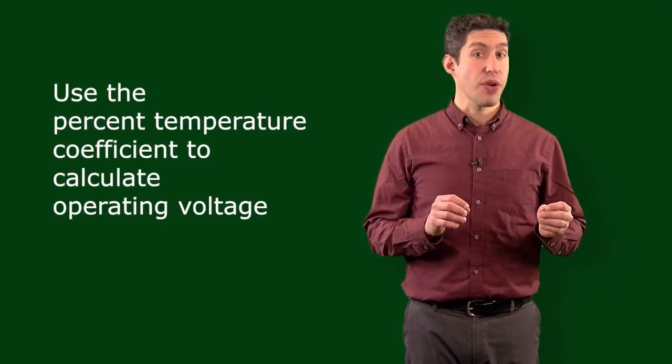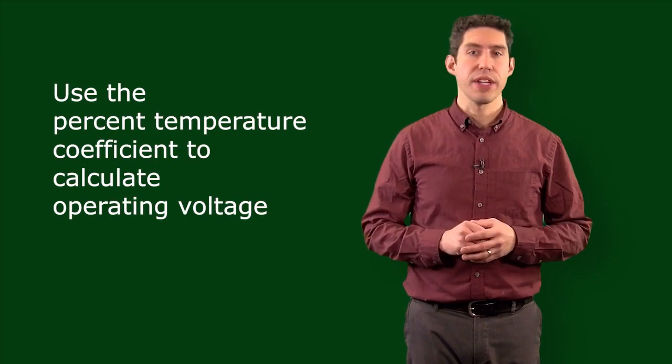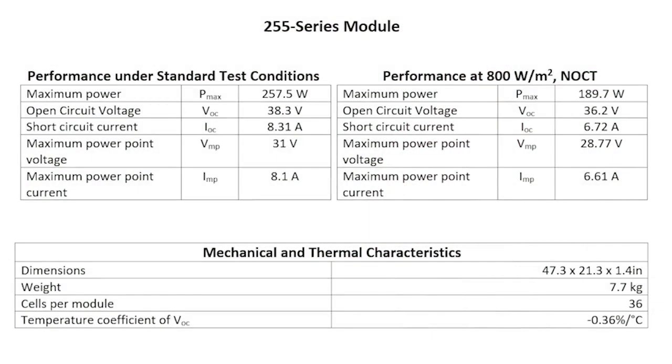Now that we looked at how to use the voltage temperature coefficient to calculate operating voltage, we'll also learn how to use the percent temperature coefficient to perform similar calculations. Some specification sheets list the percent temperature coefficient instead of the voltage temperature coefficient. When this occurs, you'll see that the value is listed as a percent per degree Celsius.